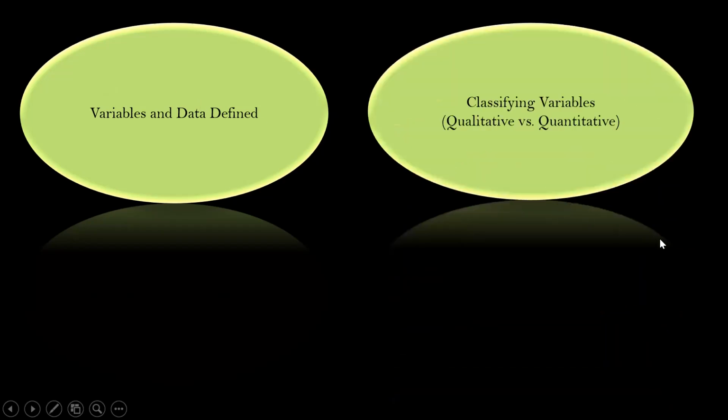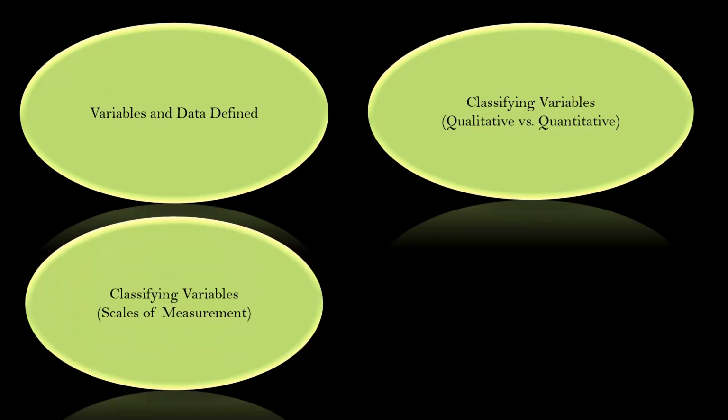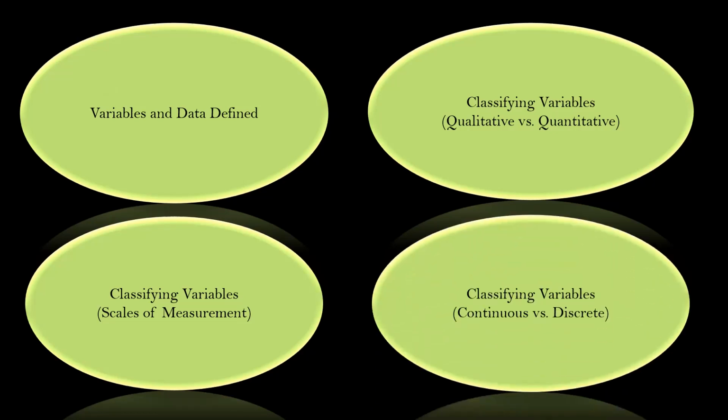So in this lecture, we'll cover a definition of variables and data. We will explain how data can be classified as qualitative or quantitative. How data can be classified using the scales of measurement, nominal, ordinal, interval, and ratio. And finally, the difference between continuous and discrete. And if it's continuous, I will briefly discuss the function of real limits.